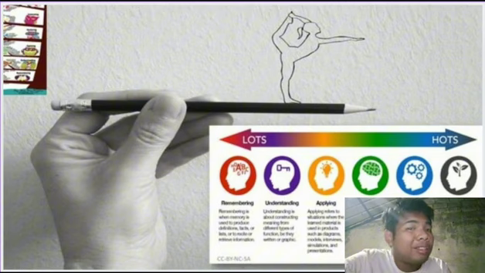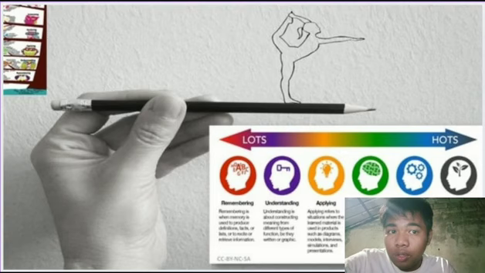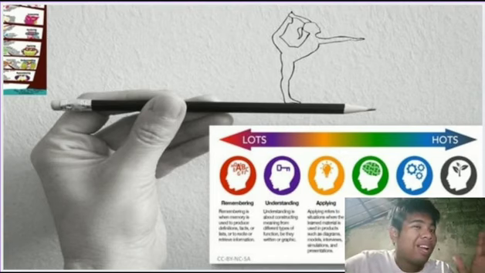They're analyzing the situation, what happened in the problem. And the second one is they're evaluating what they need to do in that particular situation. That's why they are higher order thinking skills.